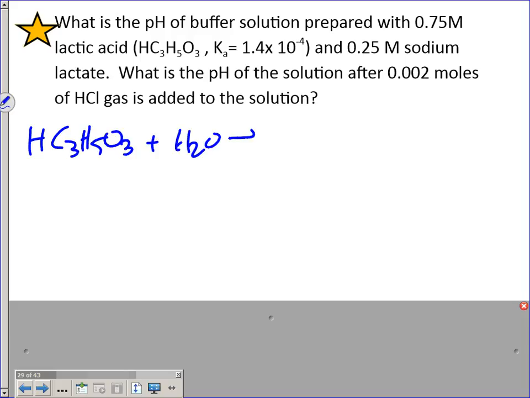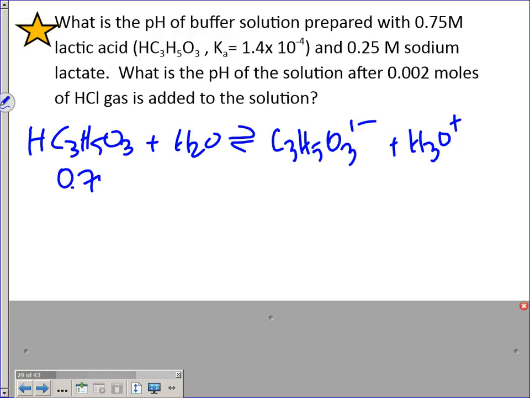Okay. Yields lactate and hydrogen. You have to put your charges. If you ever have to write an association, please put your charges. Okay. And so you have that buffer. You have your molarities given at 0.75 and 0.25. Okay. So it says find the pH of the buffer.